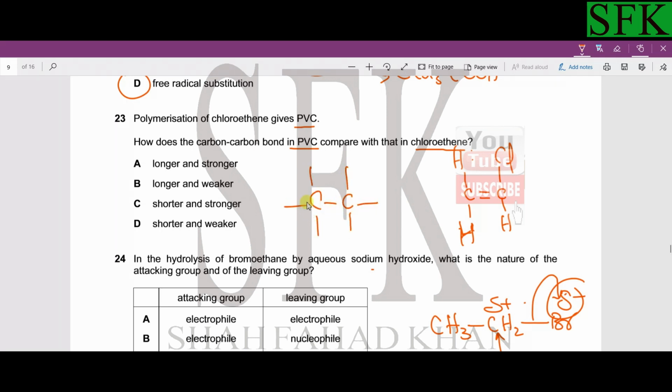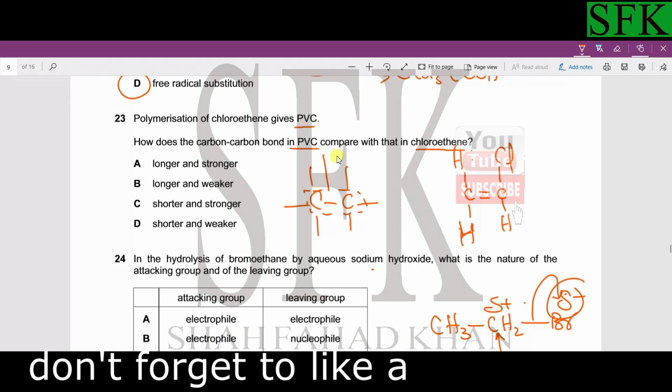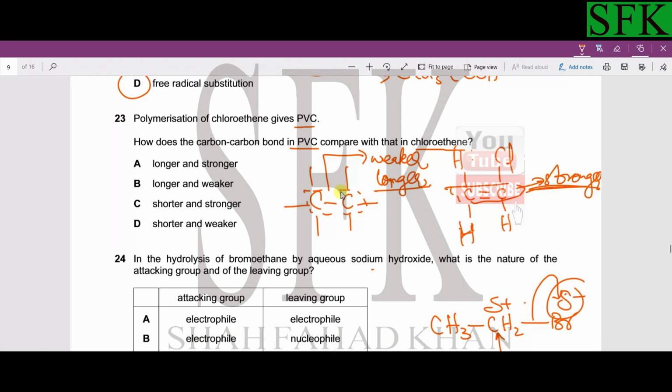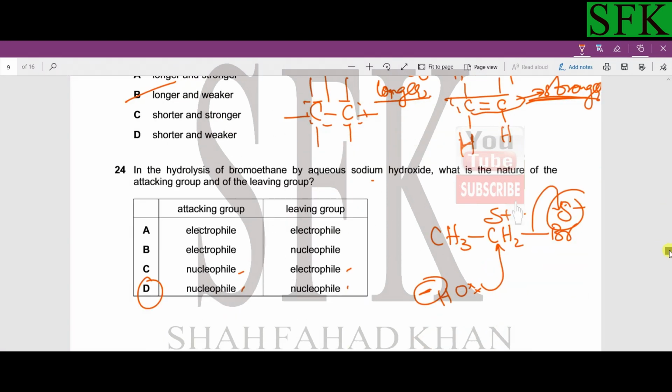So the carbon-carbon bond length over here, since it's single bonded, it's going to be weaker. This bond is going to be weaker, and plus it's also going to be longer because weaker bonds are longer as compared to the stronger bond. So this is going to be a stronger bond. Double bond is stronger than the single bond. Okay, so the carbon-carbon bond in PVC is going to be longer and weaker.